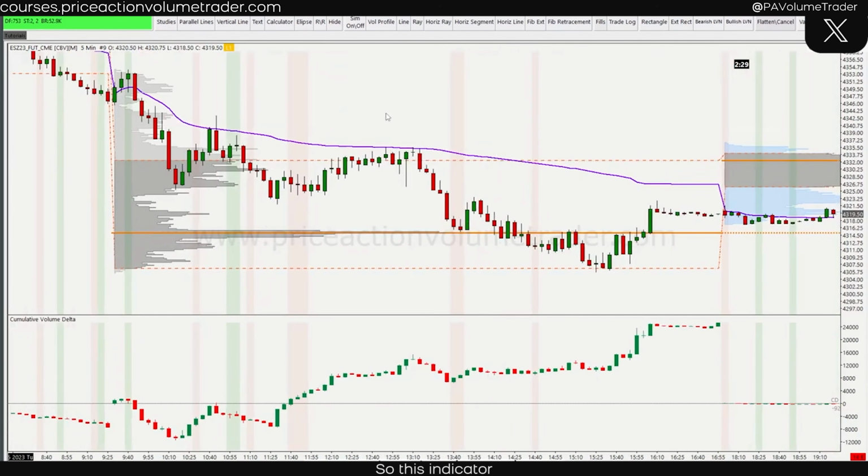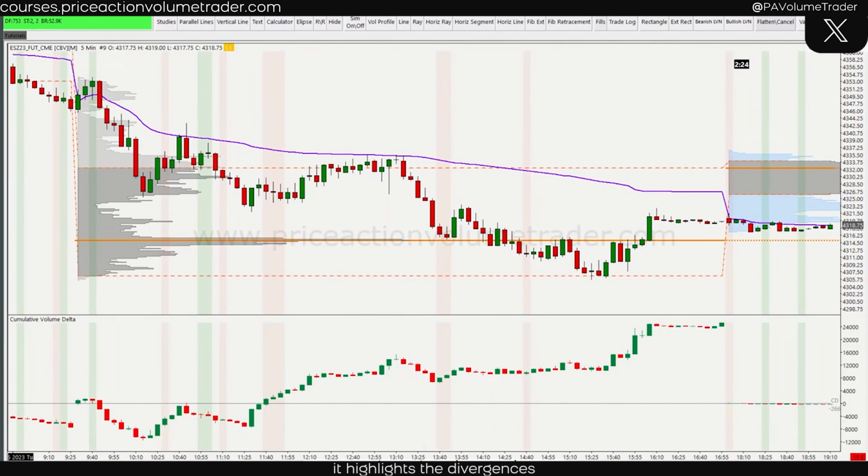So this indicator that I just enabled here, it highlights the divergences between the cumulative volume delta candles and the price candles right here. This is a custom indicator. This is not available by default on Sierra Chart, but this is an indicator that I had purchased, so it is not something that I can just share for free. But again, this is something you can do manually. I just got this just to have a more clear idea.